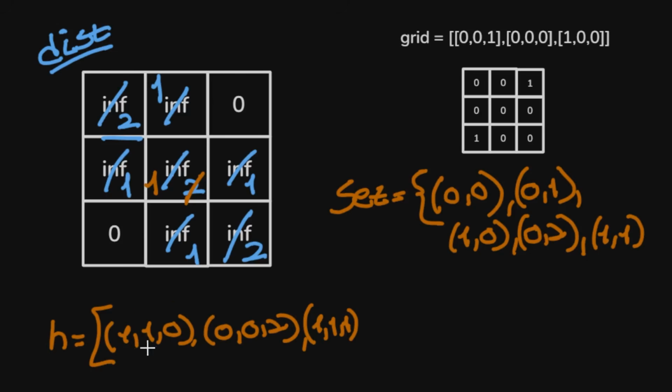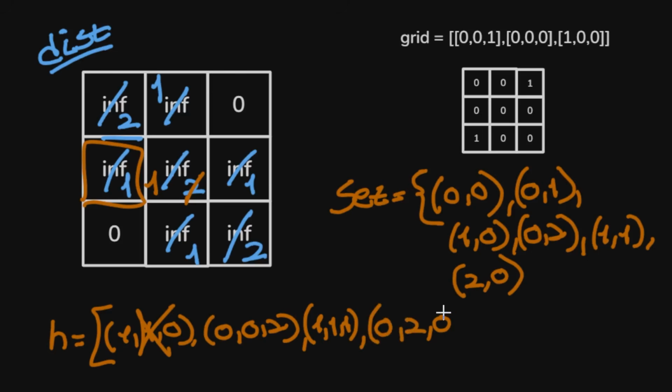Now we pop the next tuple, so we can pop this. We are standing here. We can go left, we can't go up, we can't go right, but we can go down. The minimum between 1 and 0 is 0, so here we keep 0. And here we add a tuple with the cost 0 and the coordinates 2, 0.